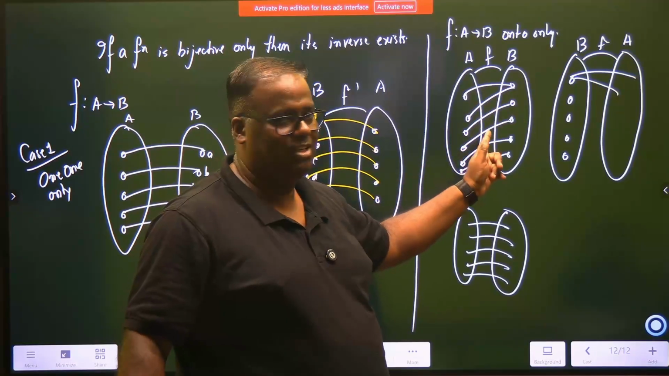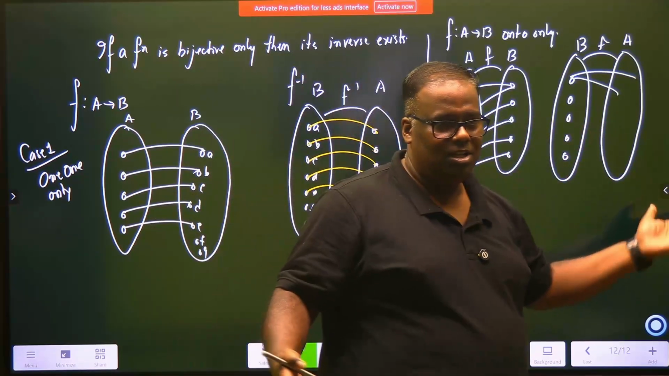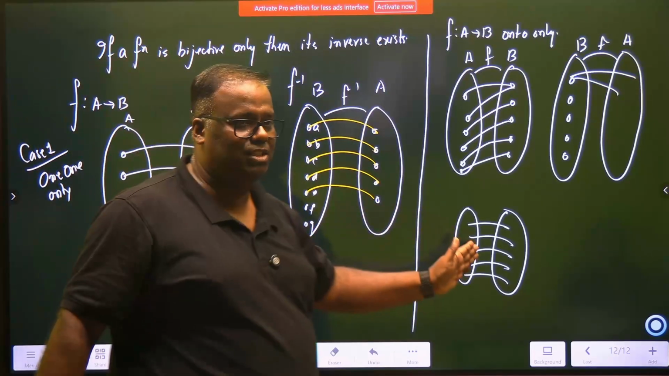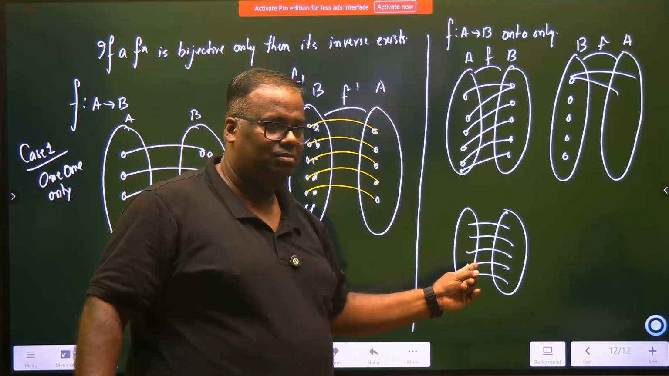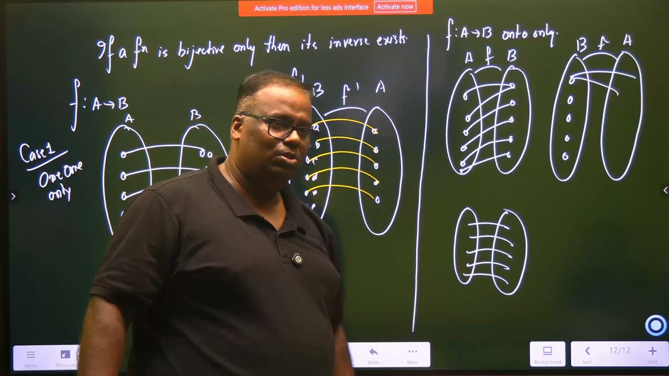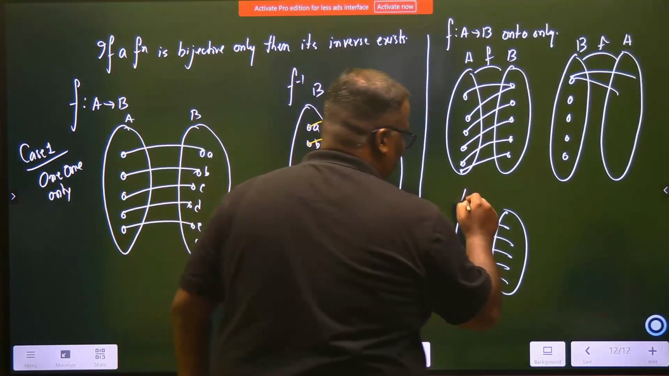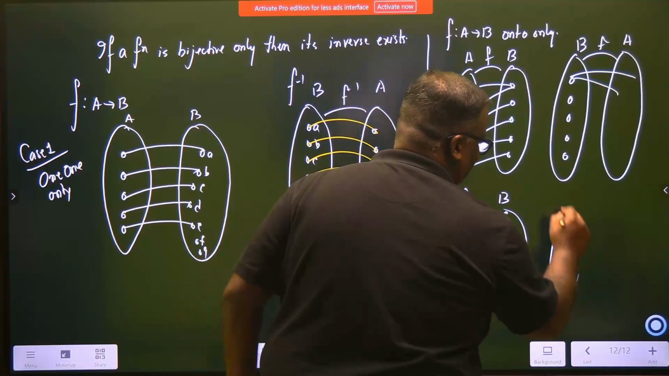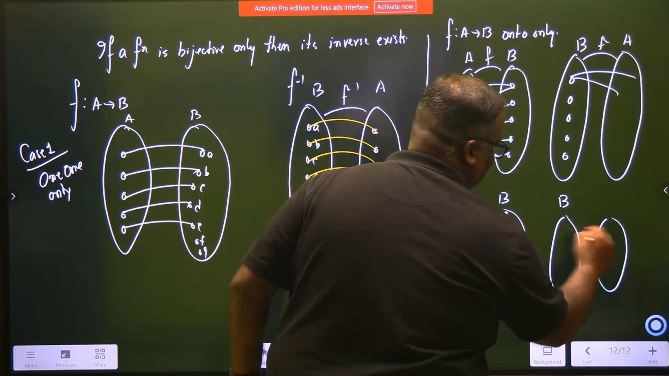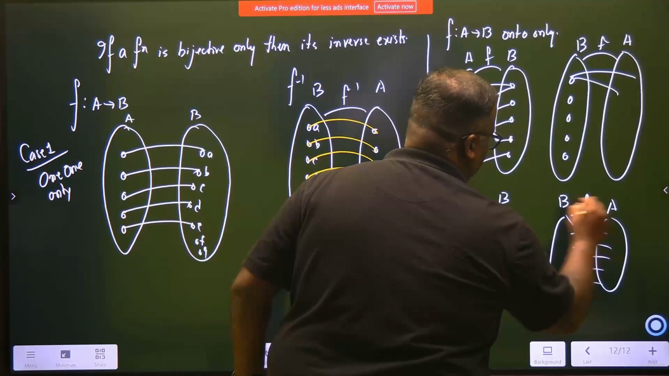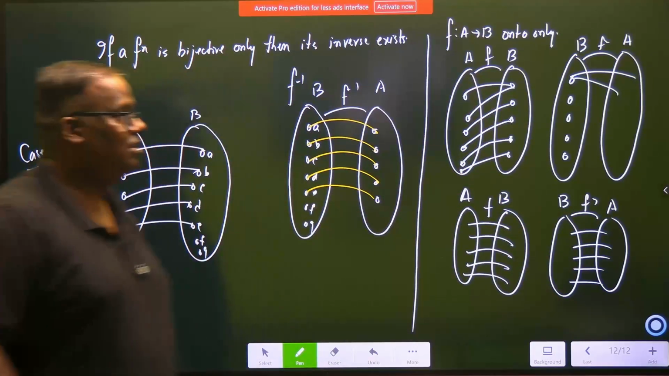This is the function. So the inverse does not exist. But we say bijectives have an inverse. So let's create a bijective function. Is this 1-1? Yes. Is this onto? Yes. Swap it. Is it a function? Yes. Bijectives only have an inverse.